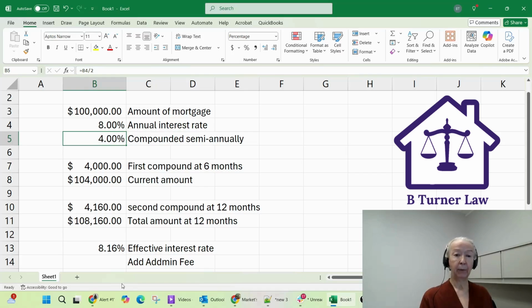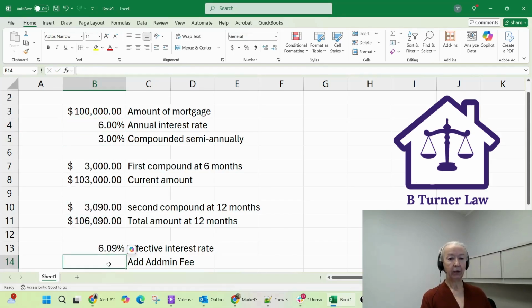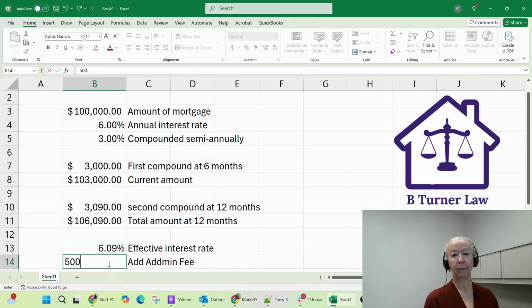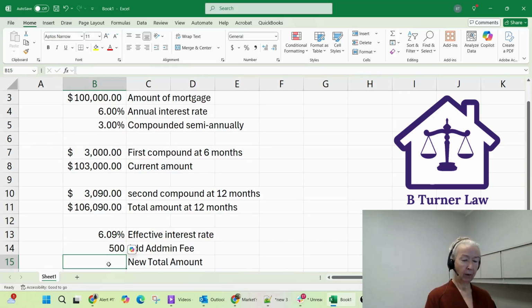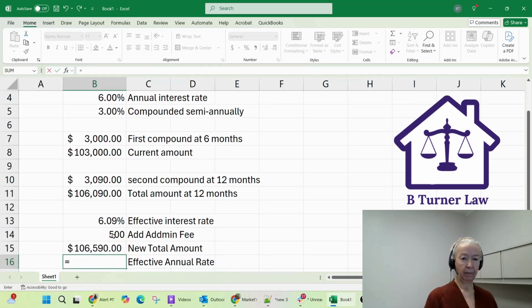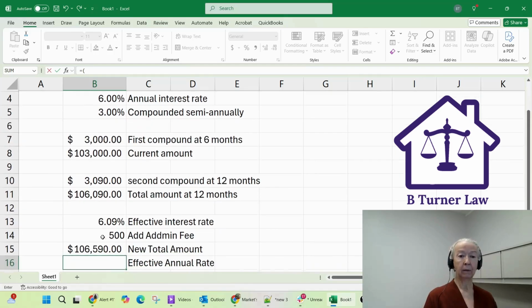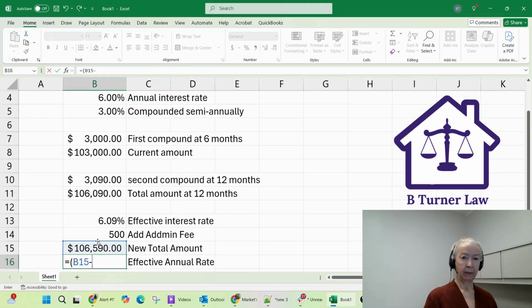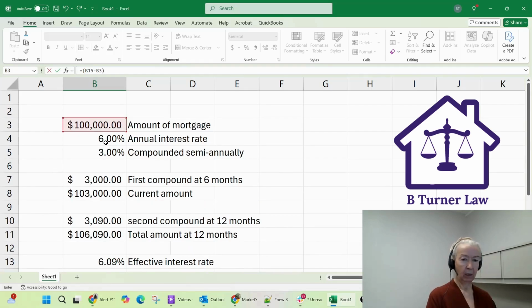Let's look at the effective annual rate. Perhaps there is an administration fee that's added. We'll go back to our 6% example. And then if there's an administration fee by the lender, say the lender said I charge a $500 admin fee for whatever reason, the new total amount would be the 609 plus the admin amount, and the effective annual rate would be the new total amount minus the actual amount of the mortgage divided by the amount of the mortgage.